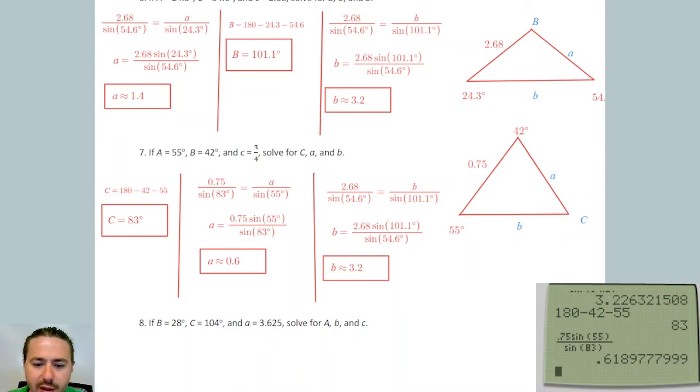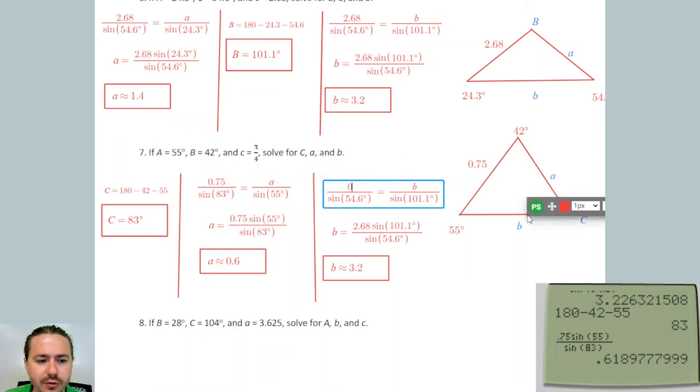In fact, something I haven't really brought up, but the size of the angles correspond to the relative size of the sides. So like the smallest side will be opposite of the smallest angle. So since 42 degrees is the smallest angle, we can expect B to be the smallest side. Over here, C, 83 degrees is the biggest angle, so 0.75 is the biggest side. So just a little sidebar there.